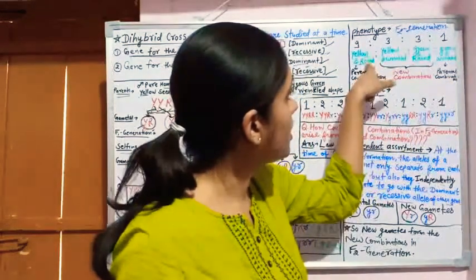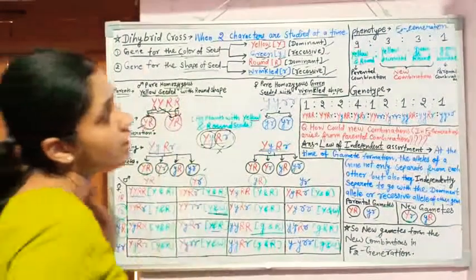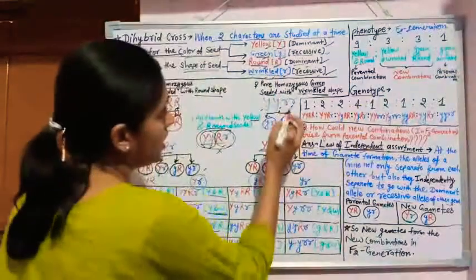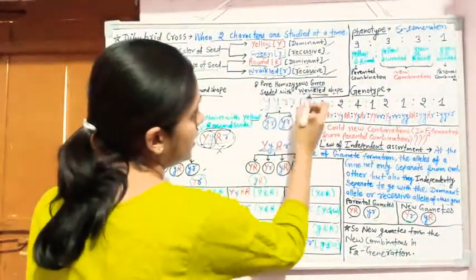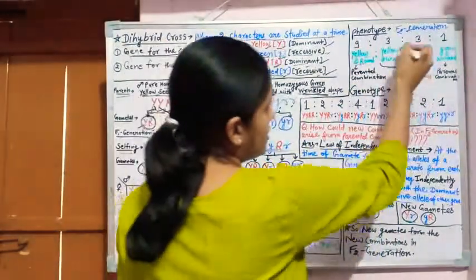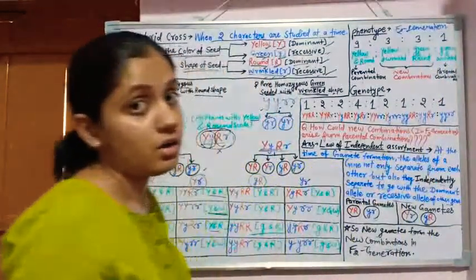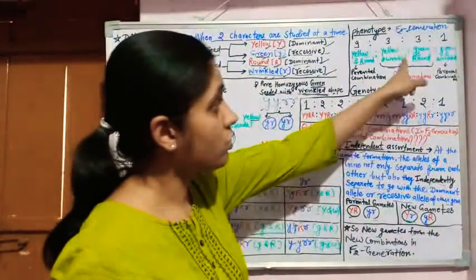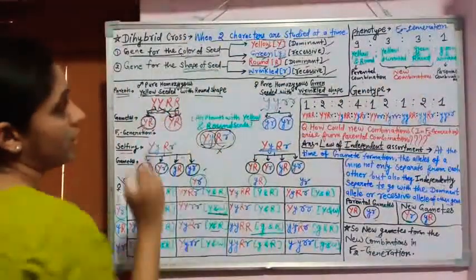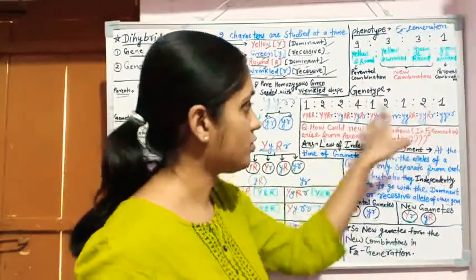Yellow and round seeds are present in the parent. This is one parent, yellow seed and brown seed, and the green and wrinkled seeds are also present in the parent. Green seed and wrinkled seed. So this is the parental combination. But in this, the new combinations, the yellow and wrinkled and green and round seeds, are also present. These are the new combinations because these are absent, these are not present in the parents. And the genotype ratio is 1:2:2.